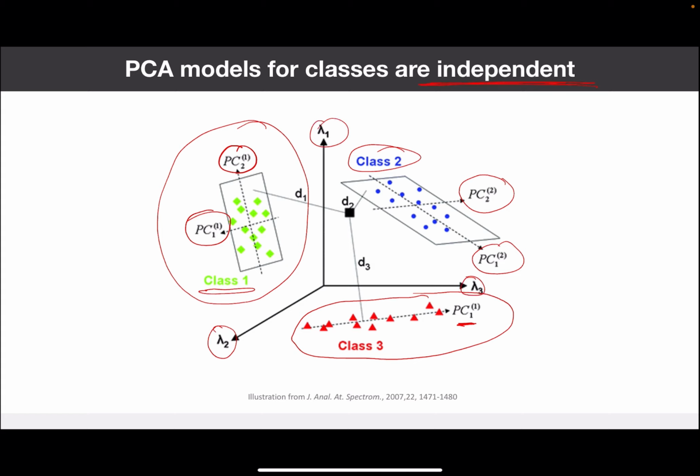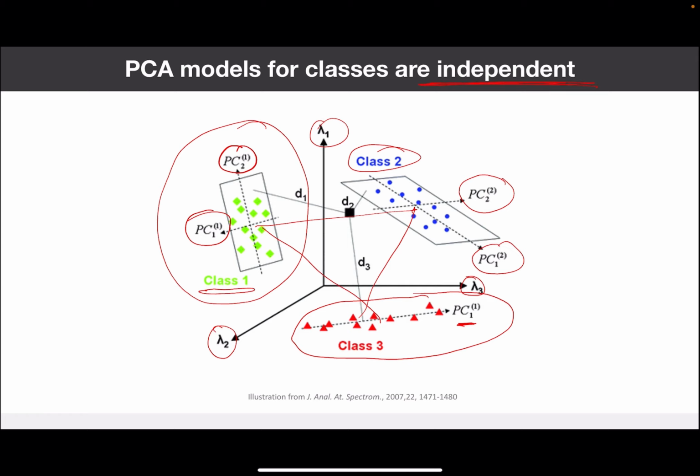So what does it mean? It means that if you have more than one SIMCA model, you can measure a lot of interesting things. For example, you can measure the distance between models. You can measure which variables are responsible for the discrimination between models, and a lot of other things, right? But let us concentrate on one class only so far.